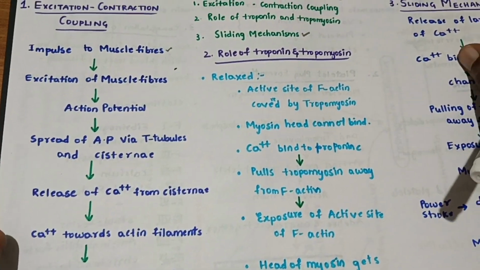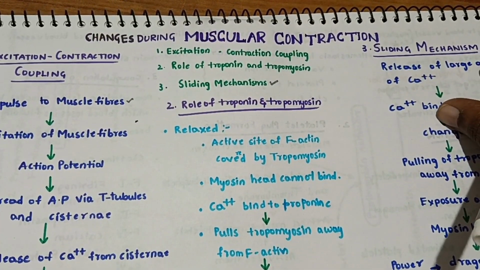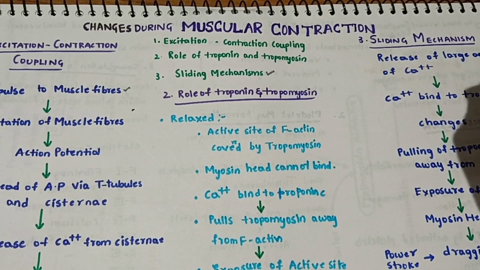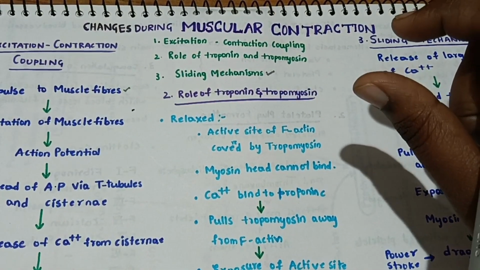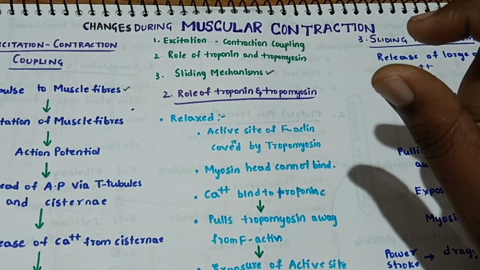Now let's see the role of troponin and tropomyosin. Troponin and tropomyosin are proteins of actin only. They are part of the actin filaments only.